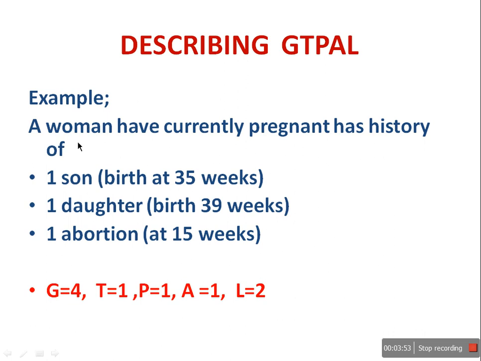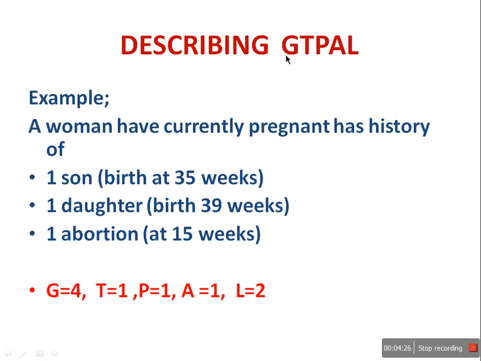Example: a woman is coming to your hospital, and she is now pregnant. When you take the history, she is telling that she has one son, and his birth was at 35 weeks. Then one daughter, birth was at 39 weeks, and she had one abortion at 15 weeks. So how will you describe her obstetrical history, or GTPAL?